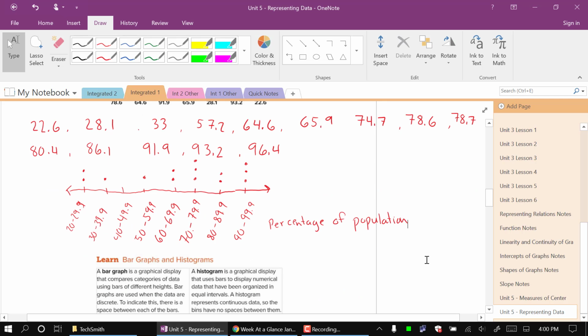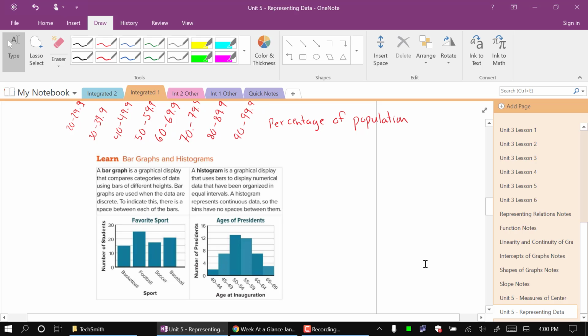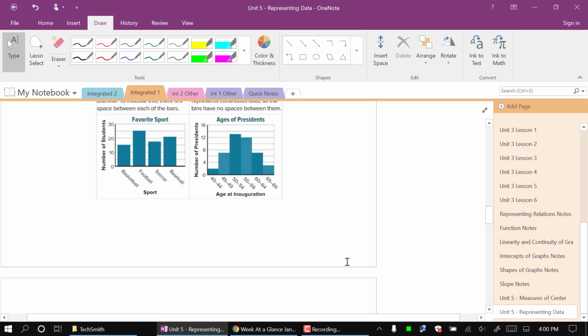Let's take a look at example 3. Before we get there, we want to look at bar graphs and histograms. So a bar graph is a graphical display that compares categories of data using bars of different heights. Bar graphs are used when the data are discrete. A histogram is a graphical display that uses bars to display numerical data that has been organized in equal intervals. A histogram represents continuous data, so the bins have no spaces between them, while over here the bars have spaces between them.